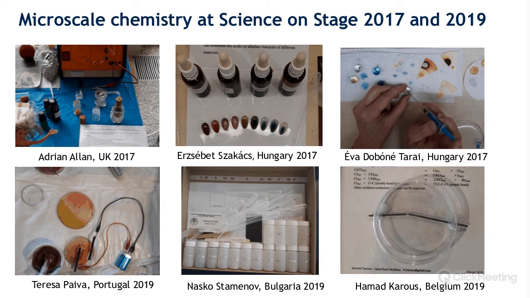And at the more recent Science on Stage conference in 2019 in Portugal, you can see that there were stands in Portugal and Belgium that were doing microscale electrolysis using 9-volt batteries. And there was a workshop done by Nasko Stemanov of Bulgaria demonstrating a portable microscale chemistry kit he could use in various schools. So one advantage of microscale chemistry is portability. You can go to an international meeting without too many hazardous chemicals and present fairly elegant and good chemistry overall.